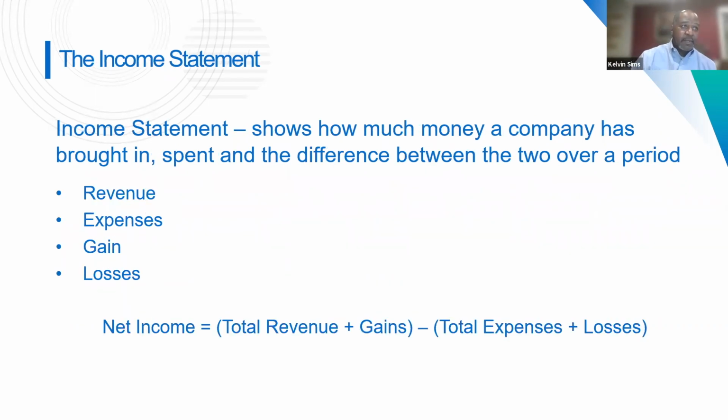So the income statement, again, shows how much money the company has brought in and spent, and the difference between the two over a period of time. Meaning, in January I brought in $100 of sales. My cost was $80. My profit for that month was $20. So that's the simple piece of how we look at our income statement. Again, it's the difference between what was brought in and spent over a period of time.